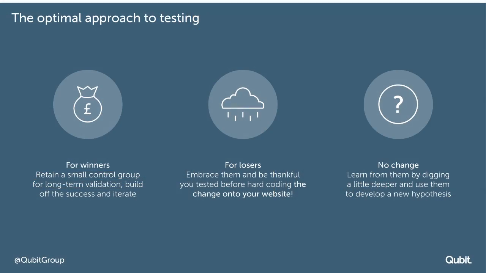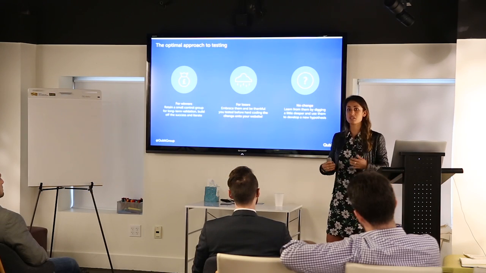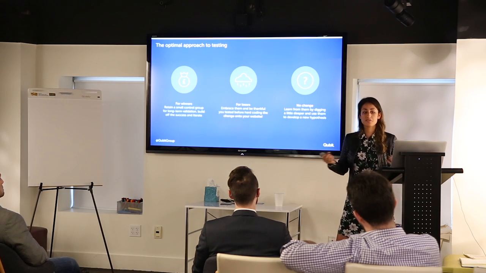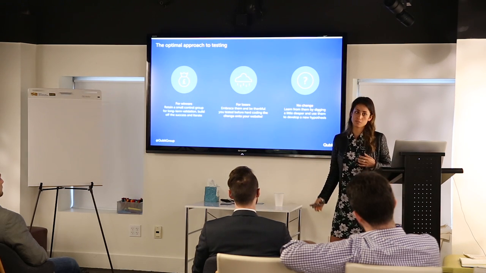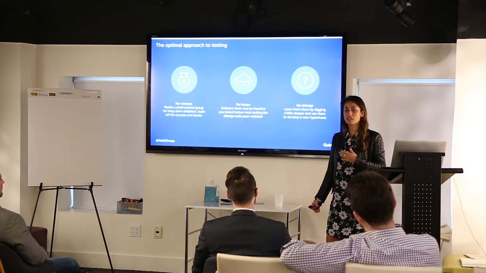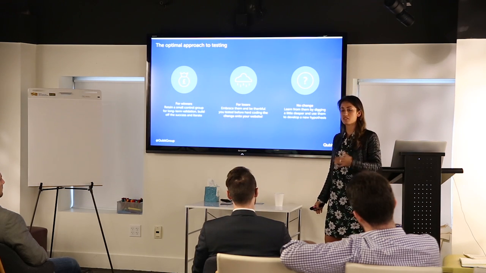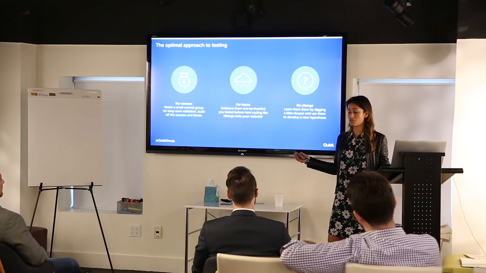So just to recap what I believe, or what we believe, is the optimal approach to testing. For winners, if you don't need to hard code it, try to retain a small control group for long-term validation. For losers, embrace them, communicate them, talk about it. Don't shy away from them. And be really thankful that you have tested it, that you haven't hard-coded it. And try to use those insights moving forward. And if there's no change, try to dig a little bit deeper again. Similar to losing tests, dig a little deeper and get a better understanding as to why this potentially hasn't had an impact. It might be just based on execution rather than your hypothesis.